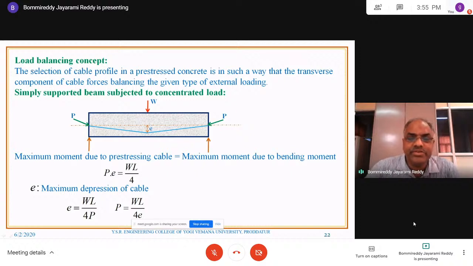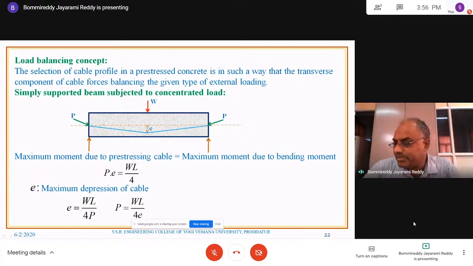The compressive stress already induced in the structure will get nullified by the application of the externally applied load on the structure. This is a simple concept. Load balancing concept: the selection of a cable profile in a pre-stressed concrete is in such a way that the transverse component of cable forces balances the given type of external loading.